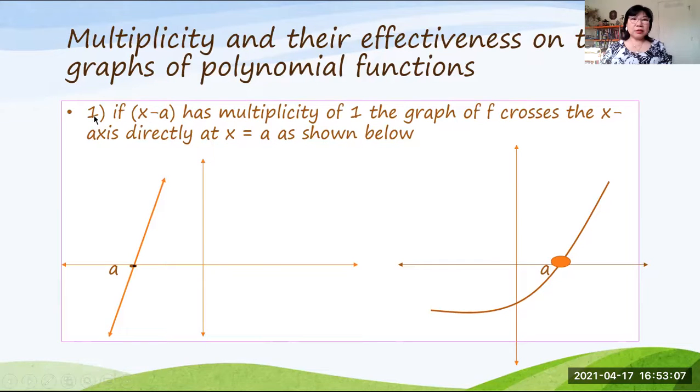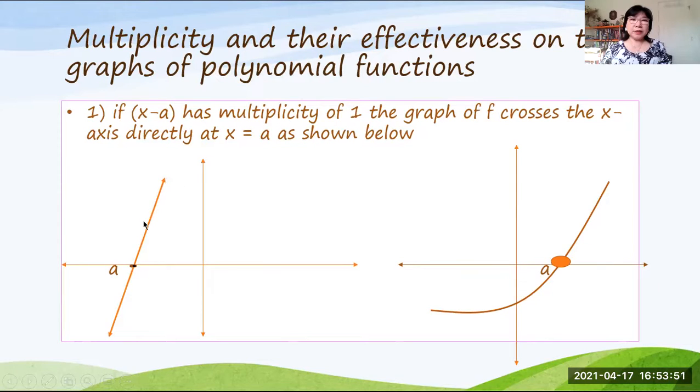Number one, if x minus a has a multiplicity of 1, the graph of f of x crosses the x-axis directly at x equals a, as shown below. If you look at the left graph, this is x equals a. Why do we say a? Because we just want to represent any number. The a here could be -5 or -1 or -2, whatever it is. That's why we use the general letter a to represent any number, on the negative side of the x-axis.